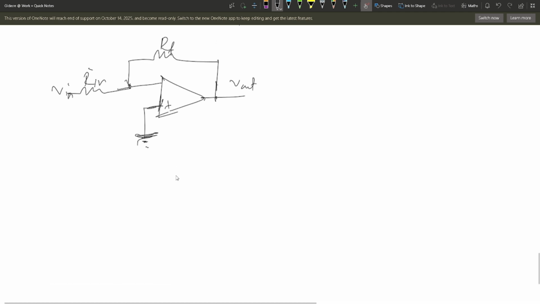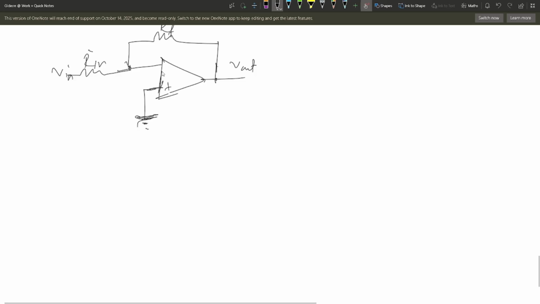Basically, assuming the properties of an ideal op-amp, there is no current flowing through the terminals of the op-amp. So the current flowing through here should be equal to the current flowing through the output. In that case, it also means that the voltage here, V plus, should equal the voltage here, V minus. In that sense, V minus should be equal to 0.